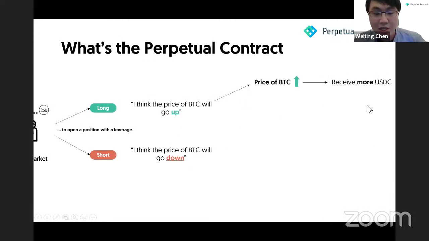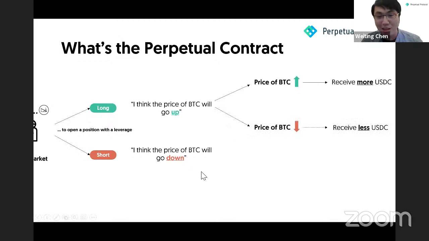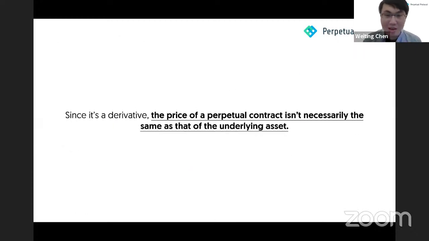Then, if you open a long position and the price of Bitcoin goes up, you'll receive more USDC than the amount you put in for this position. And if Satoshi just comes back to life and everyone panics and the price of Bitcoin drops, then you'll receive less USDC. The same logic applies to a short position, but I'll just skip over it here.